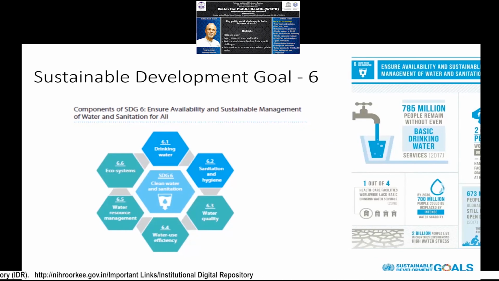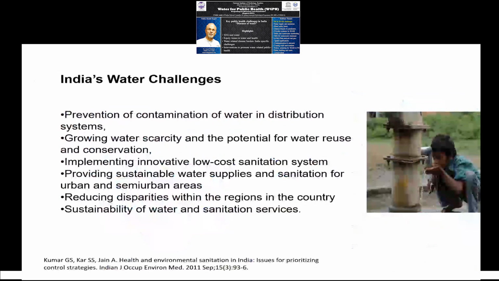How many people remain without basic drinking water? You can see that it is 785 million globally. One out of four healthcare facilities lack basic drinking water services. So you can see that globally, water access, availability, and quality continue to be a challenge. If you look at India-specific issues, we know there is contamination of water in the distribution system. Our water supply systems are quite old in many cities, and they get contaminated. We also have growing water scarcity. A lot of groundwater recharge is not happening, resulting in people needing to dig borewells much deeper. If this continues, we are going to end up in serious water scarcity.